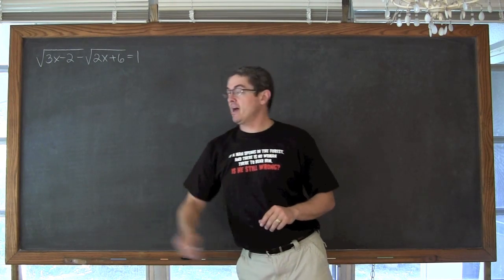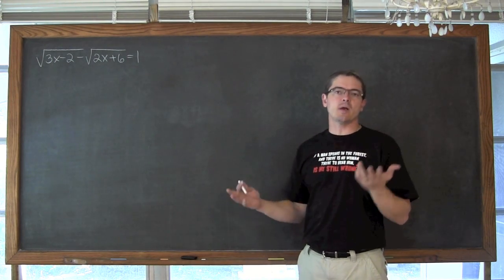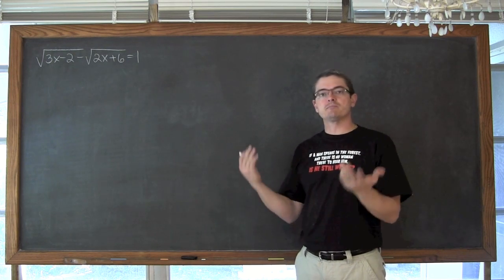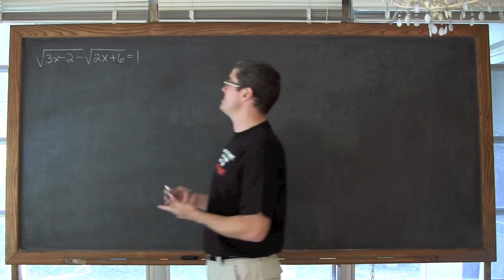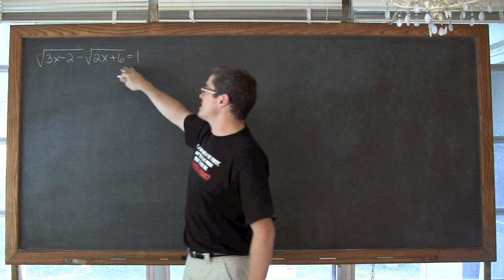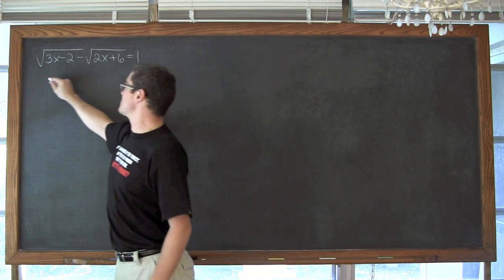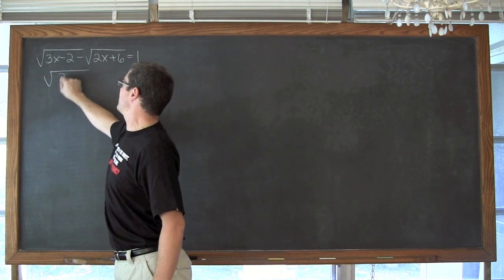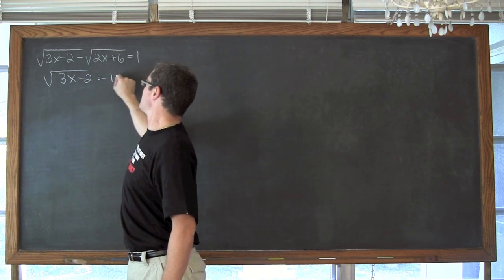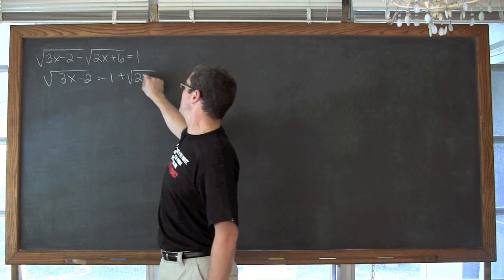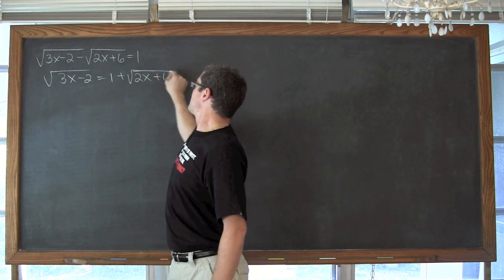All right, last example. We have, again, looks just like the last one. Two radicals, both square roots. So let's follow the steps and see where it leads us. We're going to move this negative square root over to the other side with addition. I'm going to show a little less work this time. We have the square root of 3x minus 2 equals 1 plus the square root of 2x plus 6.